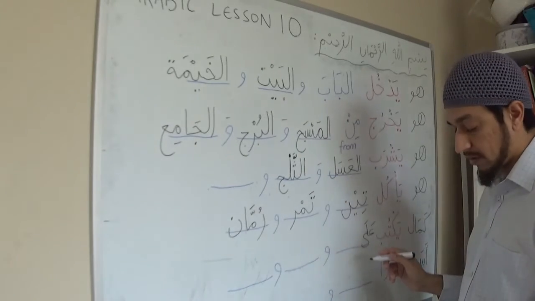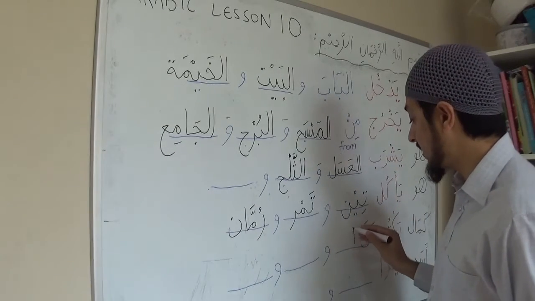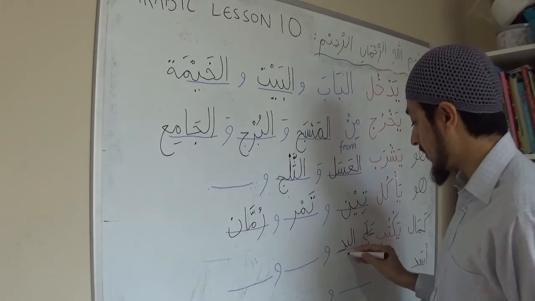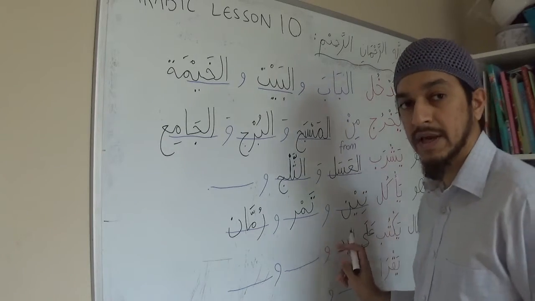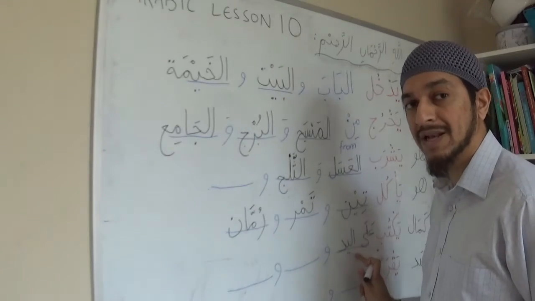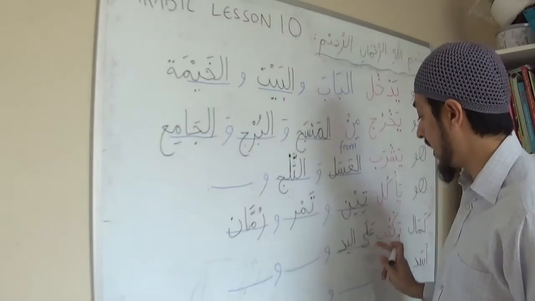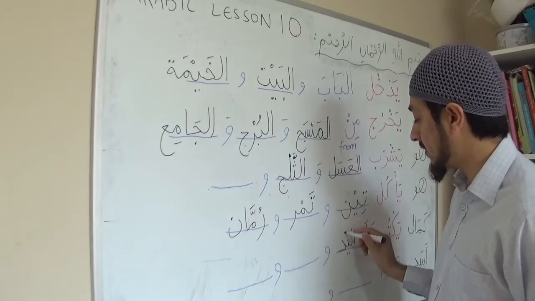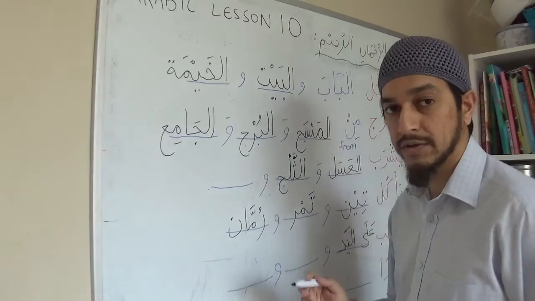He is writing on al-yad. Ya is a qamariya, so I'll say al-yad, not ayyad. Al-yad. Ala al-yad. Upon the hand, on the hand.